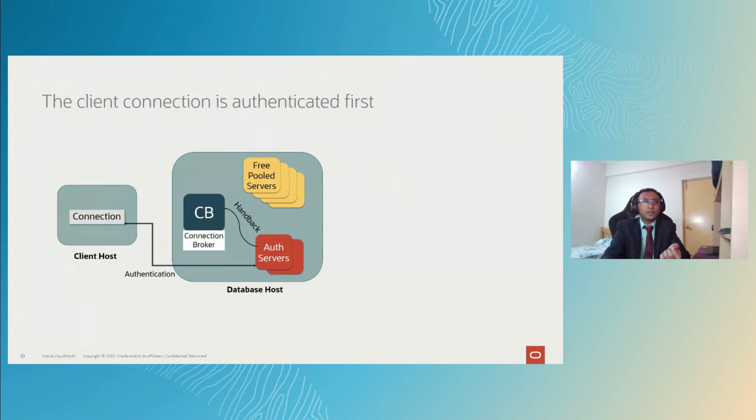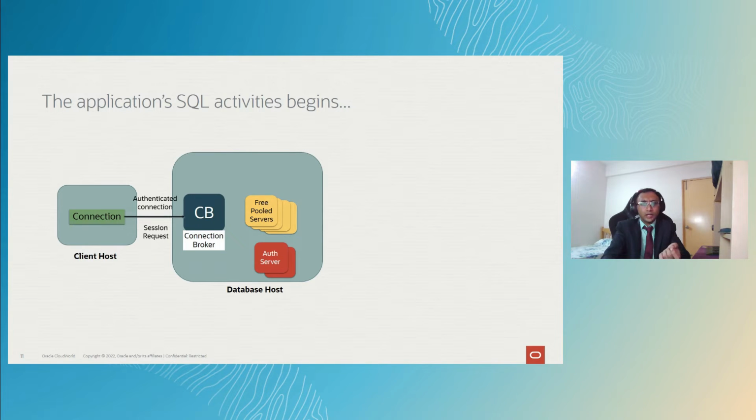So further pooled server requests and releases will happen on this persistent and authenticated connection and are coordinated by the connection broker. So on a session request for a database activity, the connection broker assigns a server from the free pool of server processes for the client, and it hands over the authenticated client connection to this server. So the client now will carry all the database interactions on this assigned server process, which is referred to as the busy server over here.